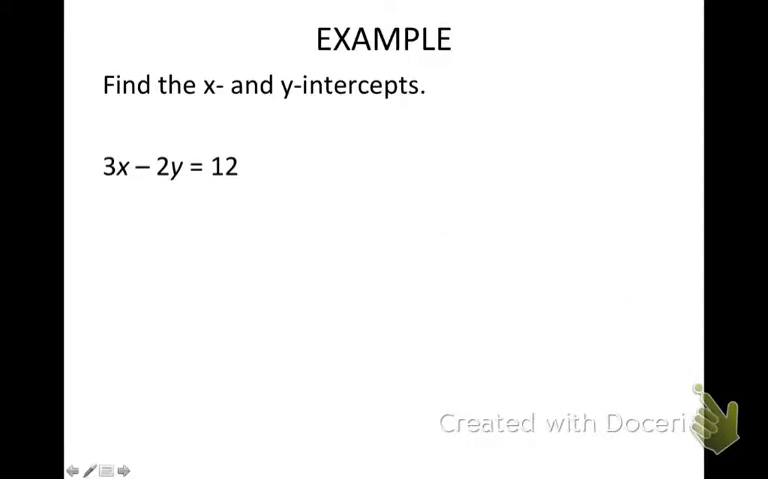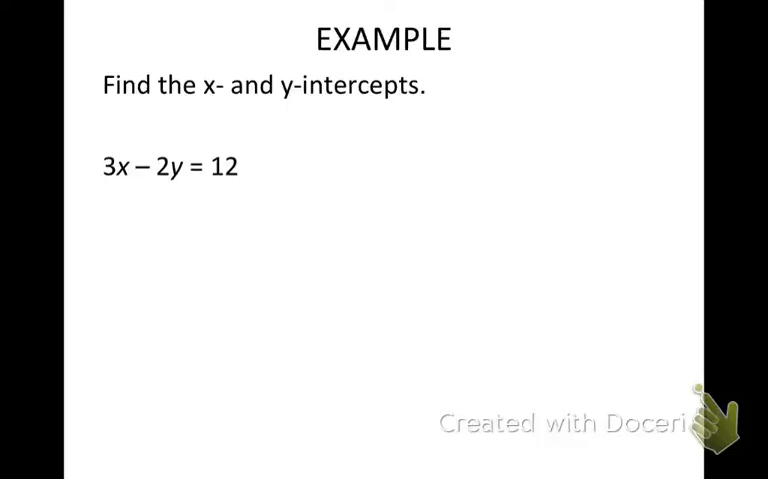So I would put this stuff in your notes because this is a little bit more work. If I gave you the equation 3x minus 2y equals 12, is that a linear equation? Yes or no? Yes. The exponent on the x is 1. The x is not in the denominator. X and y are not being multiplied. It's in standard form, so it is a linear equation.